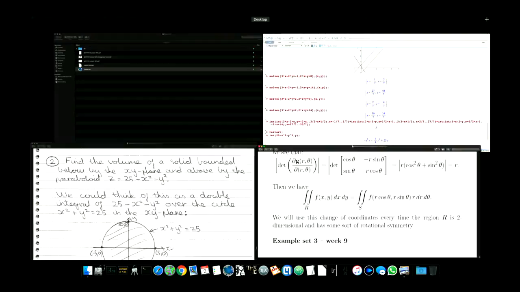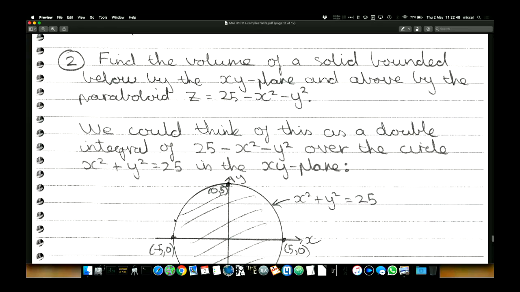Now, let's have a look at an example of this one. Let's say I've asked you this. Find the volume of a solid bound below by the xy plane, so that's basically the plane z equals 0, and above by the paraboloid z equals 25 minus x squared minus y squared. So in other words, what we're doing is finding the volume bound by this surface, 25 minus x squared minus y squared, that sits above the region 25 minus x squared minus y squared equals 0 in the xy plane. So I've got to find the volume bound by this paraboloid that sits above this circle in the xy plane.